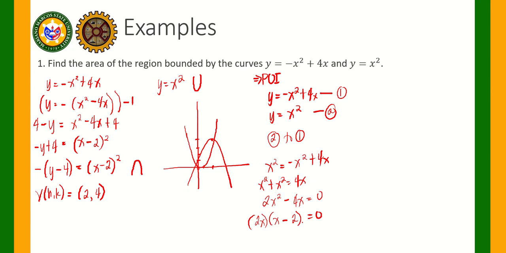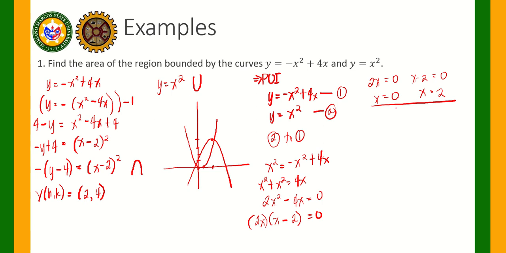So, we now have two factors. So, solving for x, we have 2x equal to 0. So, our x is equal to 0. That is one value of x. So, x minus 2 is equal to 0. So, transpose natin si negative 2 dito sa kabila. So, magiging positive 2. So, these are the values of our x.